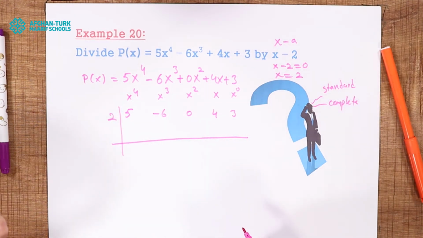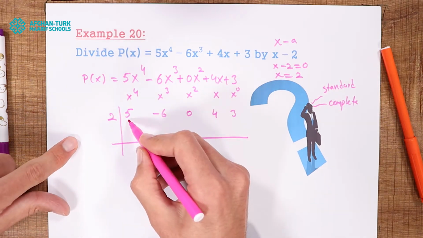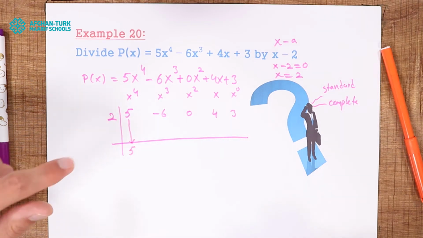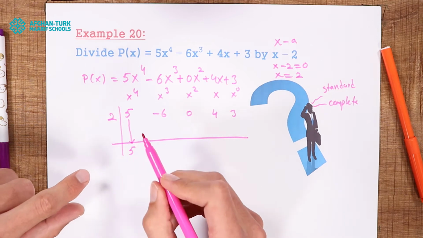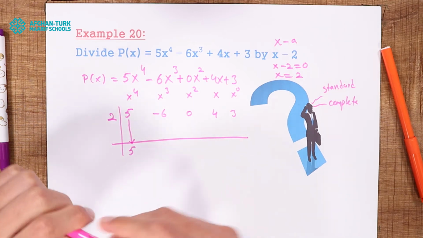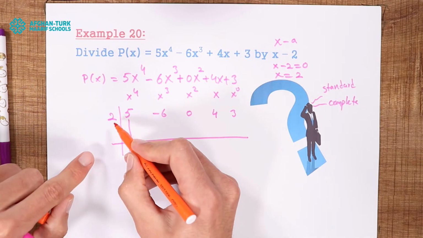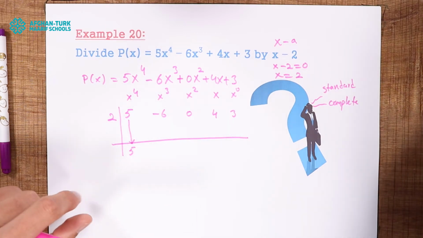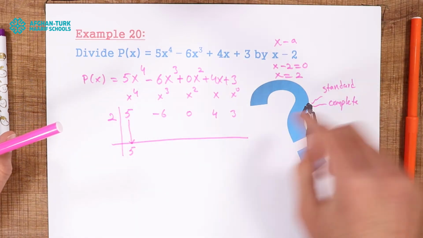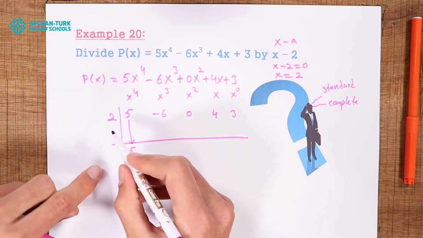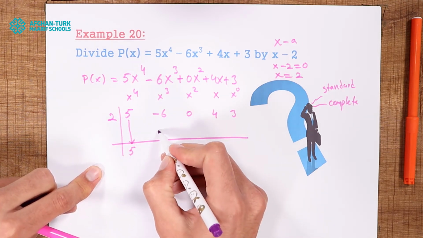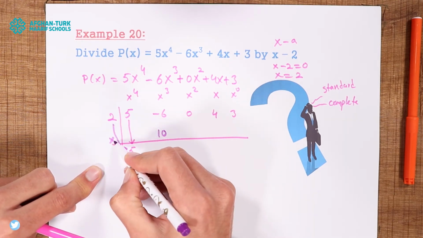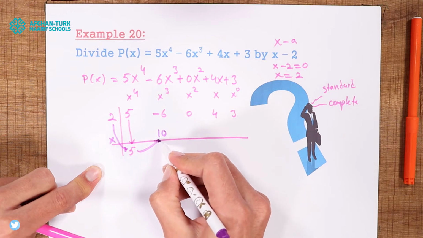The first thing for you to do is bring down the first coefficient. The first coefficient is 5, and always bring the first coefficient down without any change. After that, what must you do? Yeah, multiply 2 with 5. Multiply 2 with 5 and write it here. So 2 times 5 will be what? 10. Multiply 2 with 5, and after that write the result here.